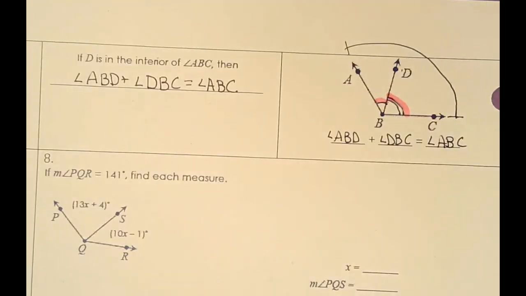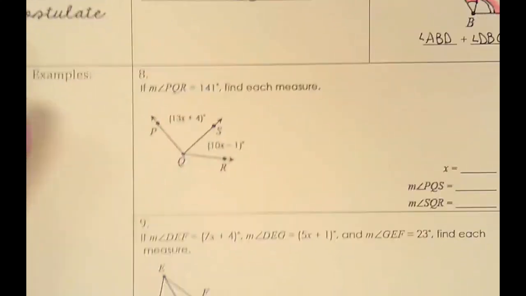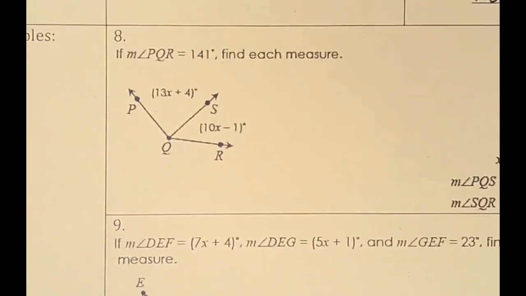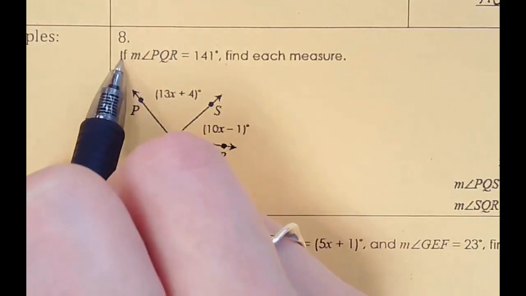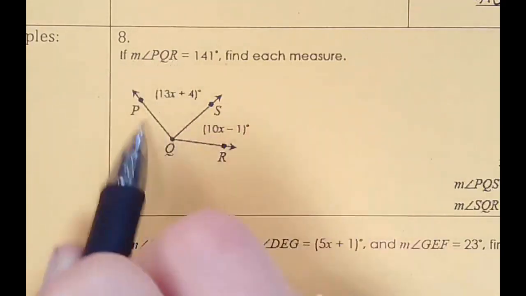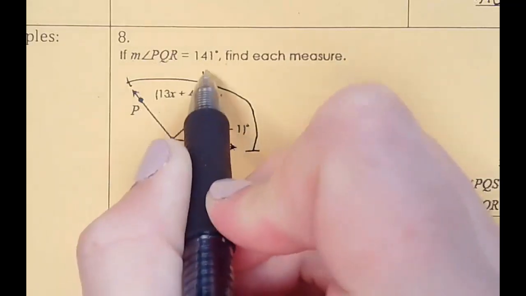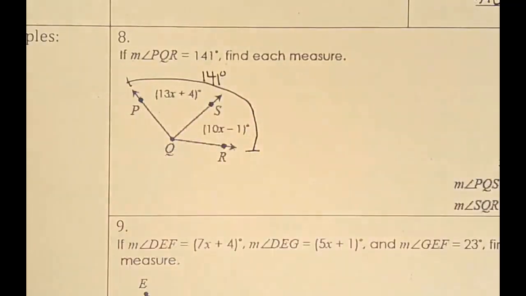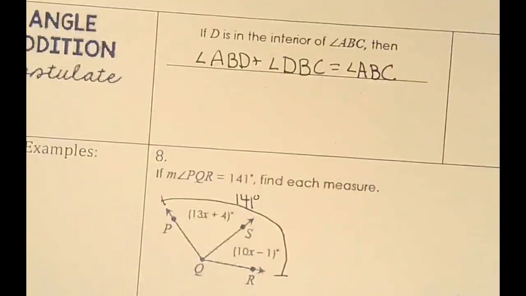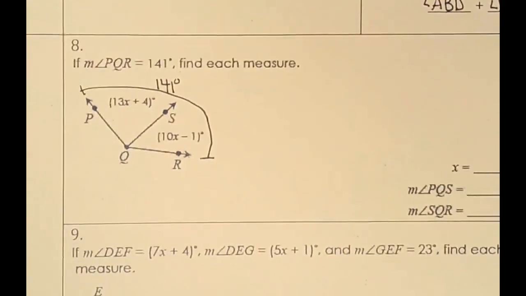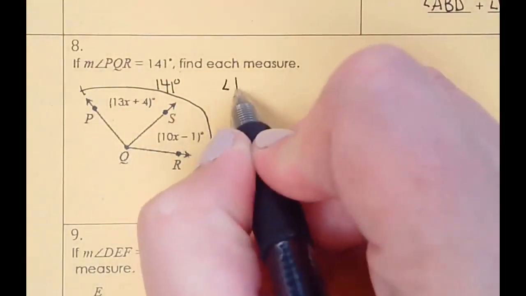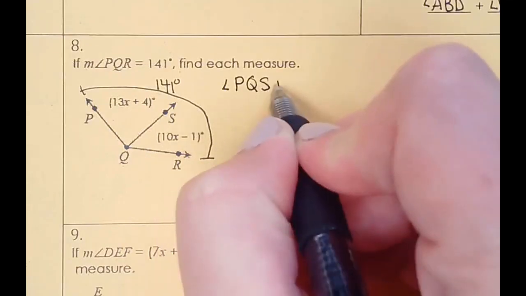Number 8. If this little m means measurement, if the measurement of angle PQR, so we're talking about the entire thing, measured out to 141 degrees, find each measure. So again, like we did on the other side, we're going to be writing these out. A lot of letters, but you can do it. So angle PQS plus this angle SQR is equal to angle PQR.